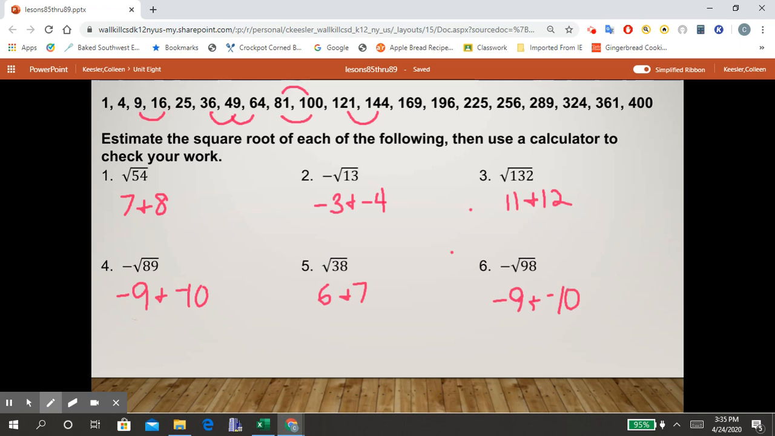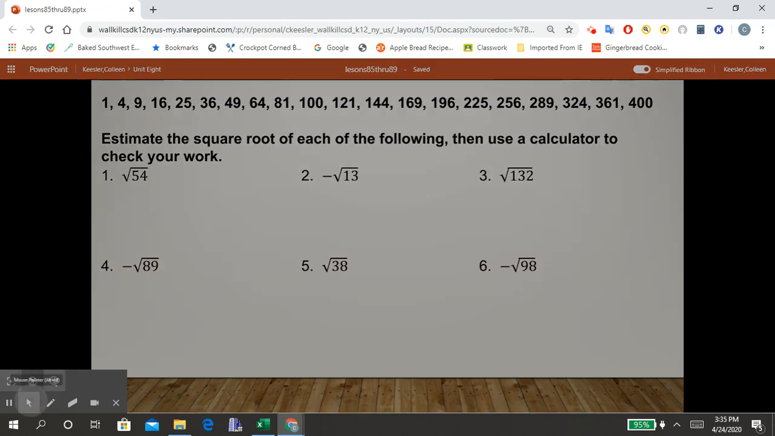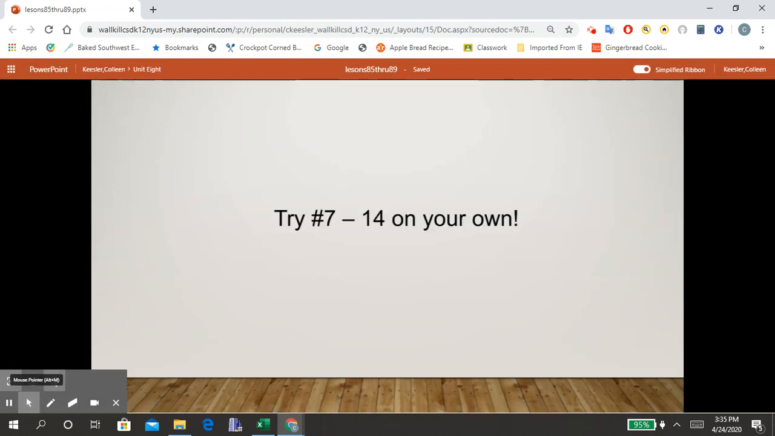Hopefully this is making some sense to you. It's not that bad. I think you guys can handle most of this. So you're going to try 7 through 14 on your own. Don't hesitate to ask a question if you're unsure.